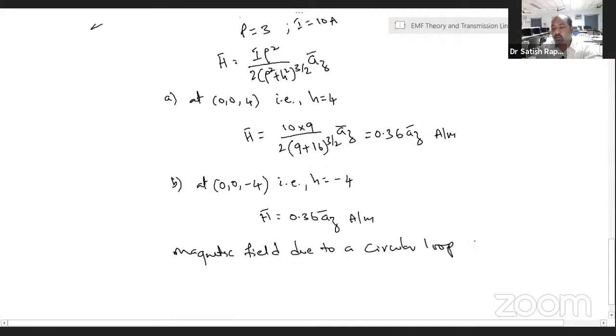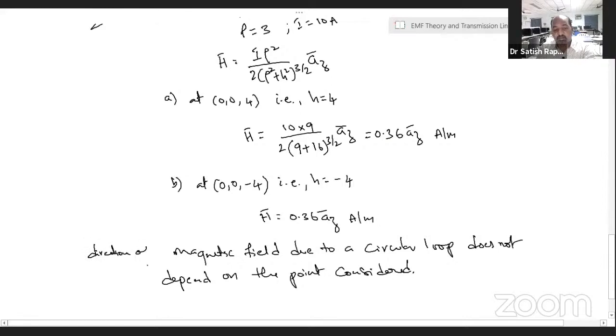due to a circular loop does not depend on the point considered, right? So therefore the direction of magnetic field due to a circular loop does not depend on the point considered, right?